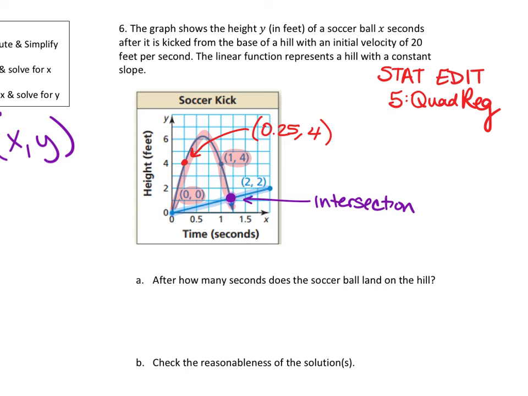Alpha, trace, enter. You must do this step. If you skip this step, you will not be able to answer this question. Wait, do it again. What did you say? Alpha, trace, enter. It puts a Y1 right there. What it has done is it has typed your equation into Y1 for you.